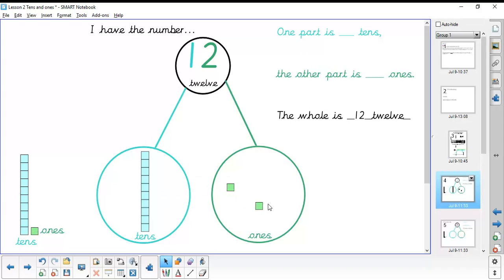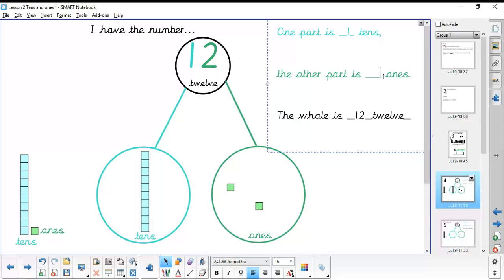Like that. Question's not quite over yet. I do have some number sentences here that I need to complete. So one part is, and I'll try to show you the colours so that you don't get confused. One part is 1 10. The other part is 2 1s. The whole is 12, and we can write the word 12 as well.